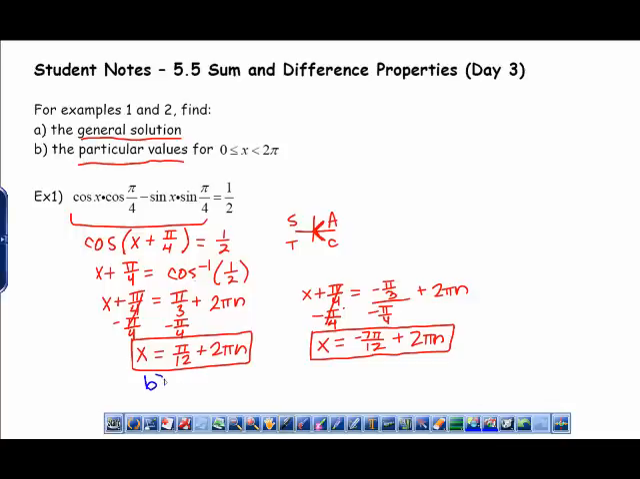Okay, part B is saying the particular value. So look at your two general solutions. If you did these right, then look at the two. If they're both positive, just write them in order. If only one of them's positive, well, that's your first positive answer. And I'm doing positive because it tells me to go in the first quadrant, okay, between 0 and 2 pi.